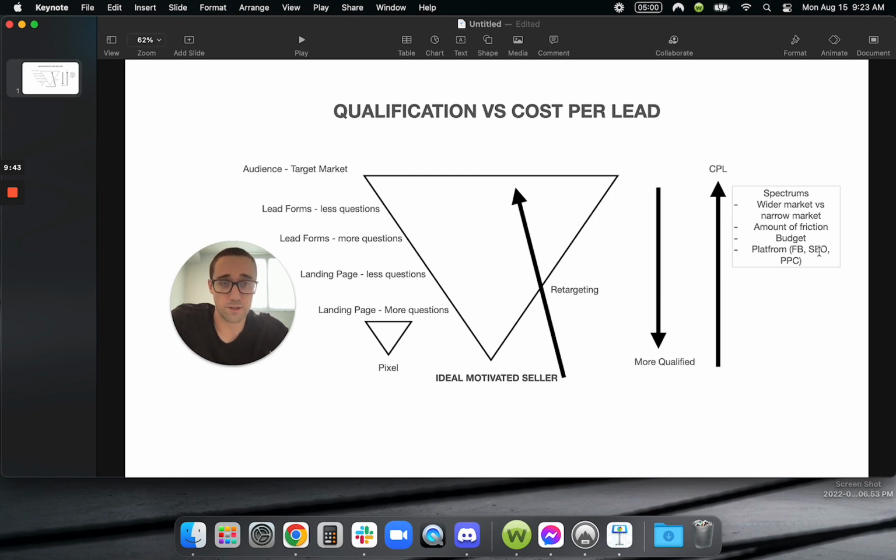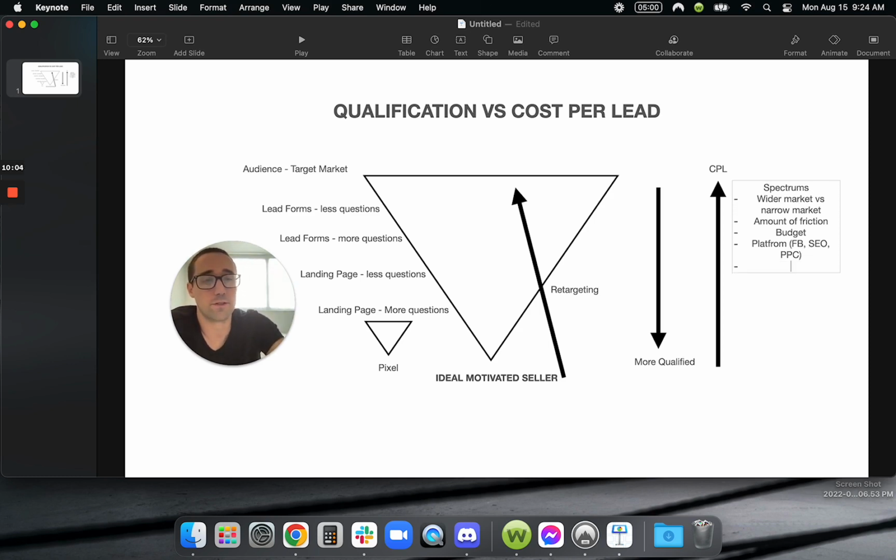But let's say that you're starting with SEO or PPC from Google. That already pushes the leads more towards the more qualified end of the spectrum anyways, just because those leads are already searching and looking for help. And so that increases cost per lead, right? But that's another way to think about this in terms of spectrums.